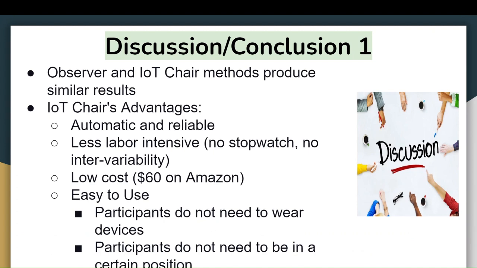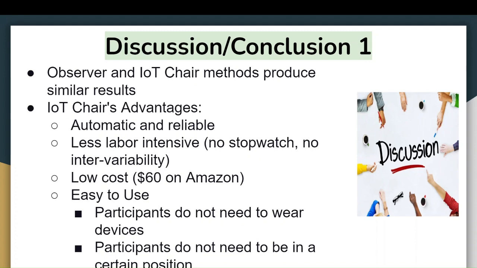And so in conclusion, the observer and the IoT chair methods both produce similar results, as we have shown in the box plots. However, our IoT chair holds various advantages over the more traditional method, and that first of all, it's automatic and reliable. And what's so important about that is that through automation, the doctor can, as I said before, focus on how the patient is performing rather than focusing on just the number of repetitions, so they can see in greater detail how the patient is really doing.